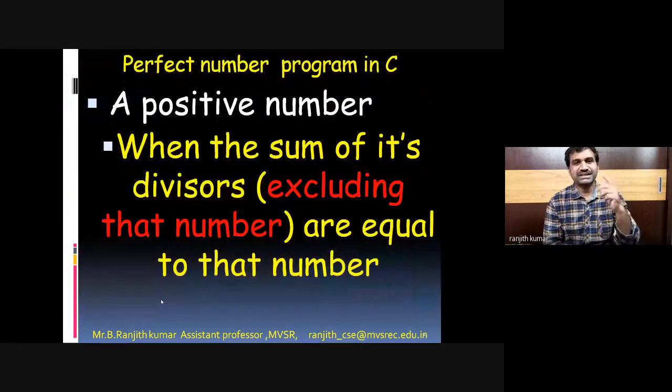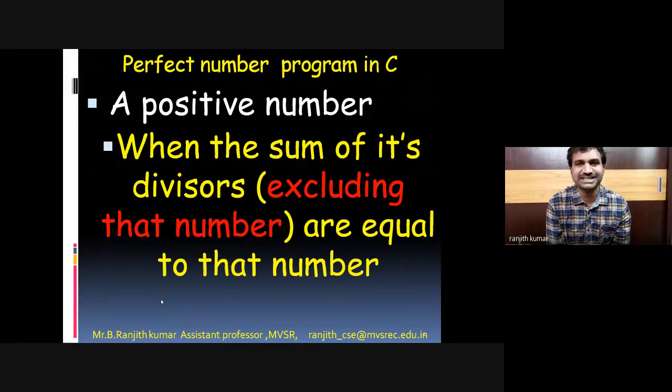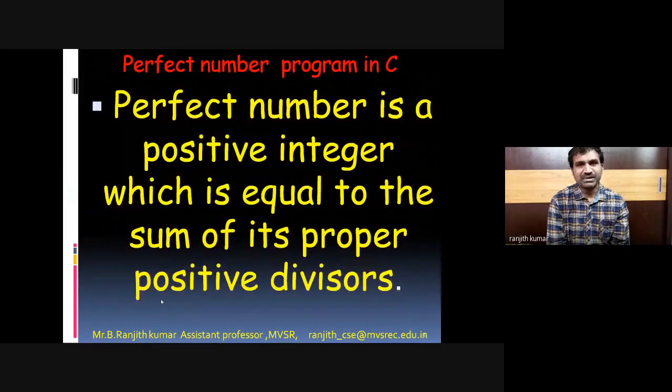A perfect number is a positive number where the sum of its divisors is equal to the same number. So what is a perfect number? A positive integer which is equal to the sum of its proper positive divisors. So sum the factors, and if you get the same number, excluding its own, then it is called a perfect number.